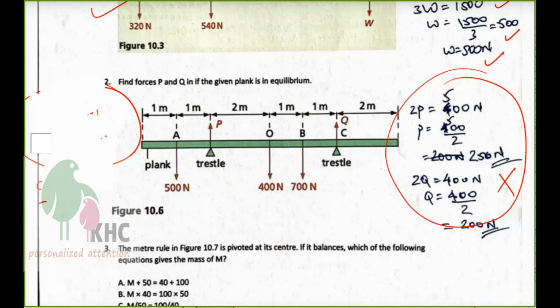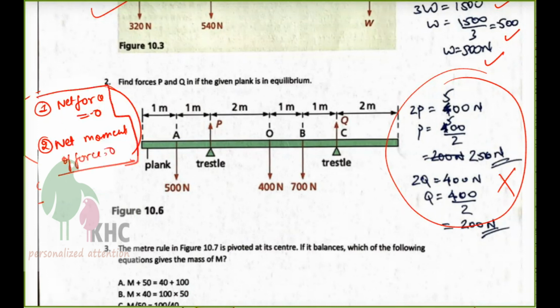When I taught you equilibrium, I said that the definition of equilibrium is, first, net force is equal to 0, and second, net moment of force is equal to 0, or the sum of all the anti-clockwise moments is equal to the sum of clockwise moments, right? This was the actual definition of equilibrium.